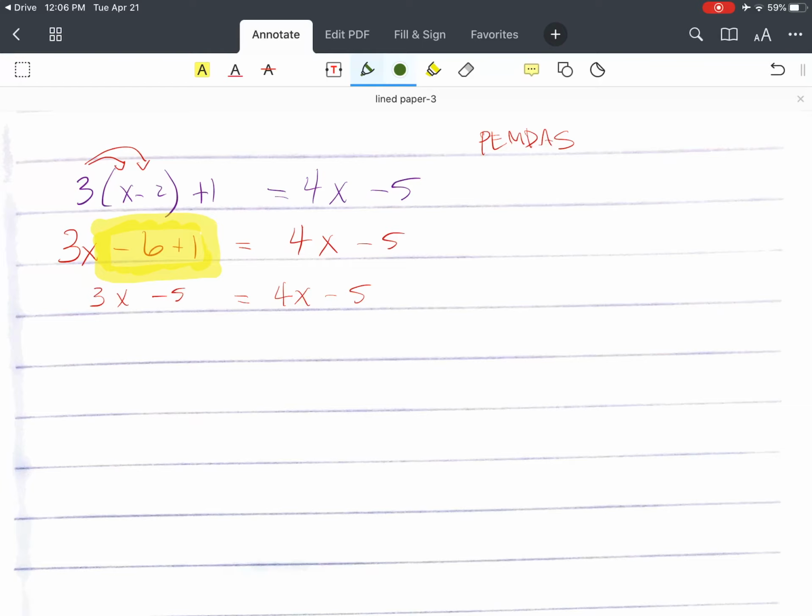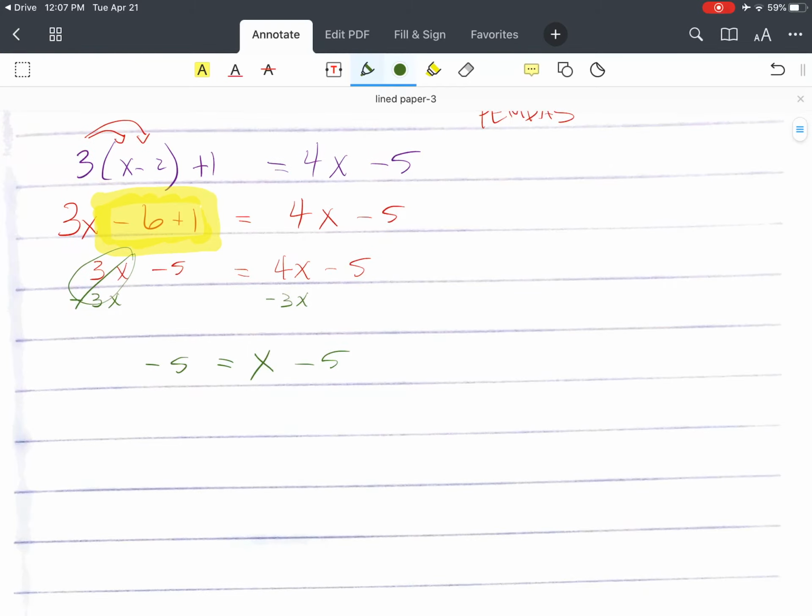You can either move the 3x, or you can move the 4x, or you can move either of the negative 5s. My personal recommendation is, I hate working with negative numbers. So instead of subtracting both sides by positive 4x, I'm going to subtract both sides by 3x. This allows me to not have any negative numbers in front of the x, since I'm taking away the smaller number from the bigger number. Negative 5 equals 4 minus 3 is 1, or that's just x minus 5.